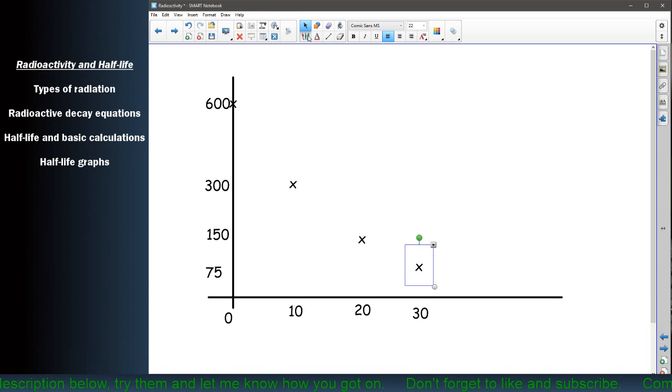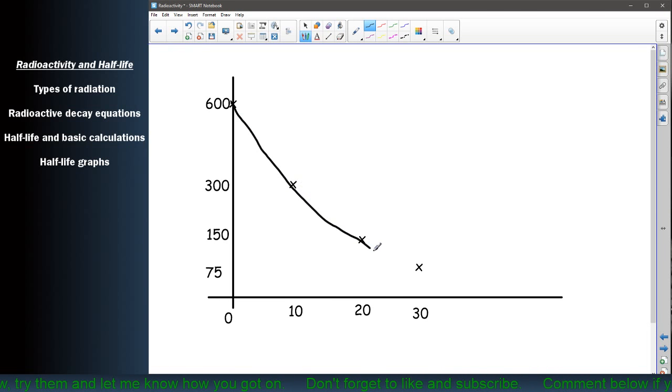Okay, as you draw your curve of best fit, now this ought to be interesting. You get a kind of downward sweeping curve effect that'll go onto there. And all half-life graphs look like this, kind of downward sweeping curve rather than a straight line through the origin or anything along those lines.